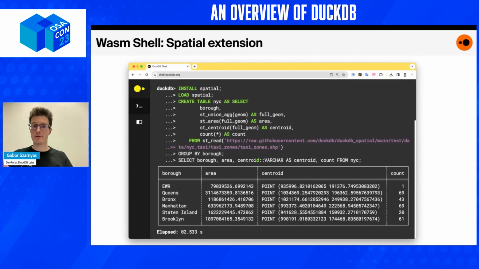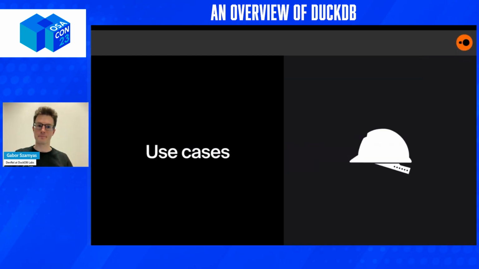Our extension mechanism also works in the WebAssembly version of DuckDB. So you can install something like the spatial extension, you can load it, then you can get data into it from github.com and do calculations like counting the number of taxi stands per borough using the New York taxi dataset.